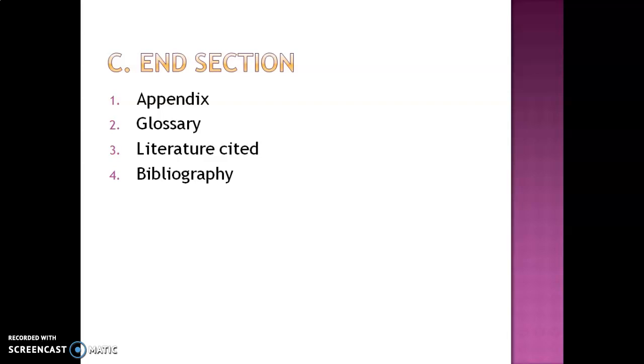The appendix includes letters, questionnaires, tests, or other tools that are used for collection of data. All these things will come under the appendix. Then the glossary. It is an alphabetical listing of unfamiliar terms with their meanings, which are again used in our research. Then the literature cited. This is the list of references cited in the text.